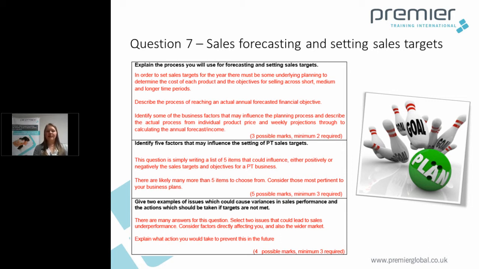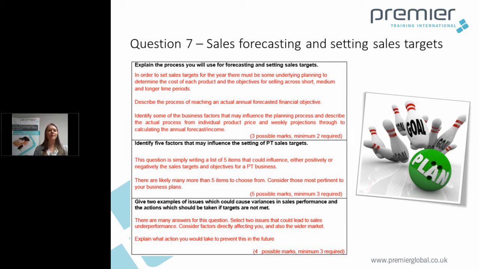The second question here, identify 5 factors that may influence the setting of PT sales targets. For this question, you are required to just list 5 factors that you think could positively or negatively affect these targets. There will be more than 5 factors that will influence your targets. Maybe pick the 5 that are most relevant to your business.